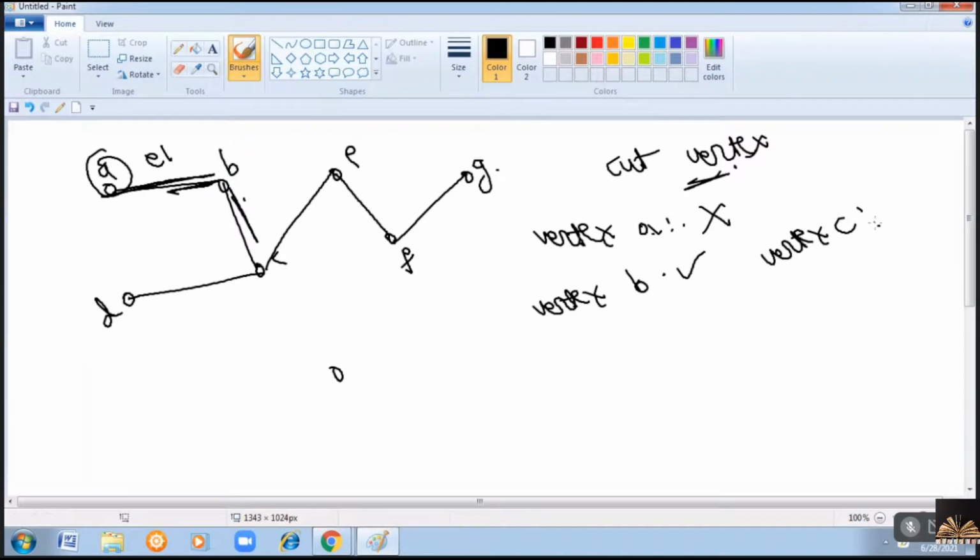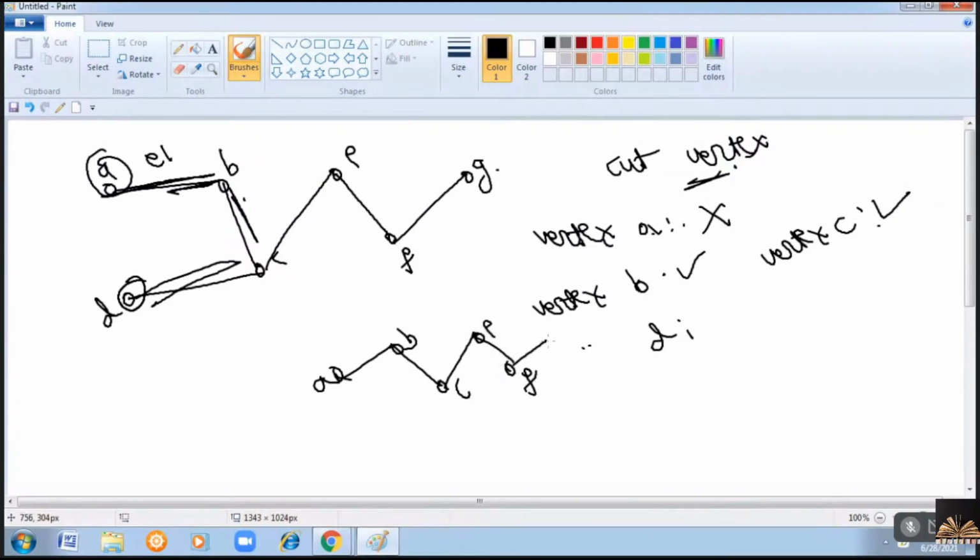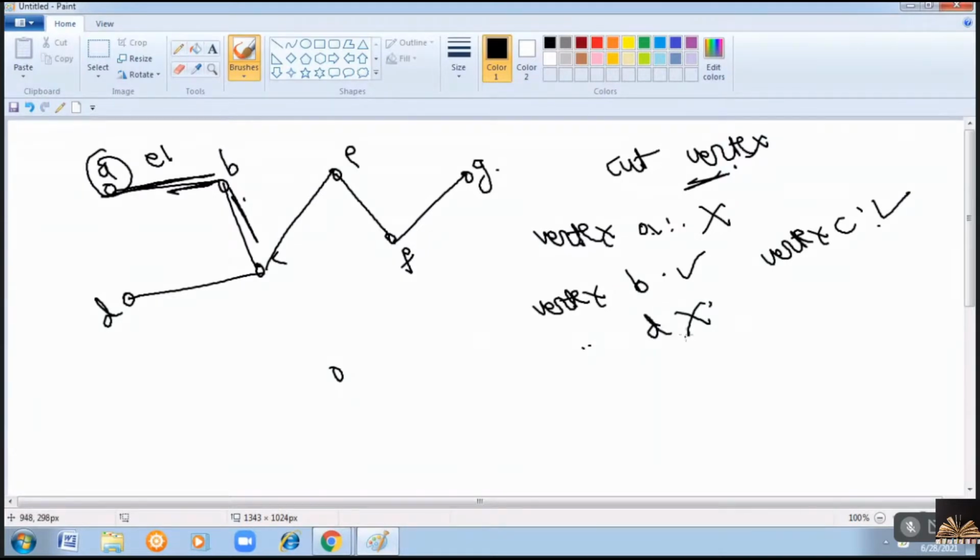Now coming to the vertex D. When you remove D, what will happen? You have to remove this vertex and its edge. Then what is left? A, B, C, E, F, and G. So this is a connected graph. No, it is not a disconnected graph. It does not result in two or more connected components. So D is not a cut vertex. Vertex D is not a cut vertex.